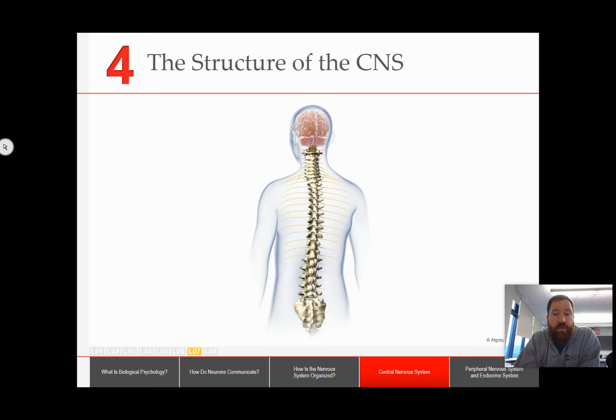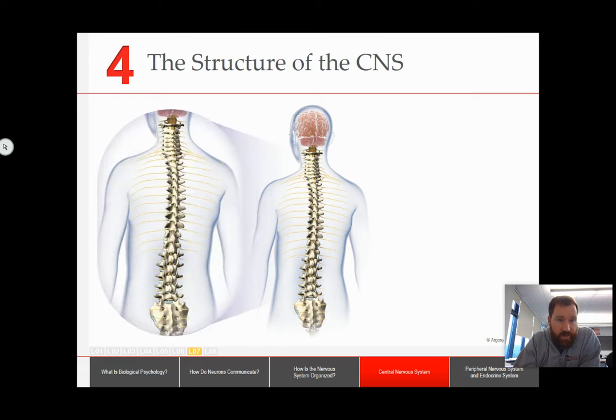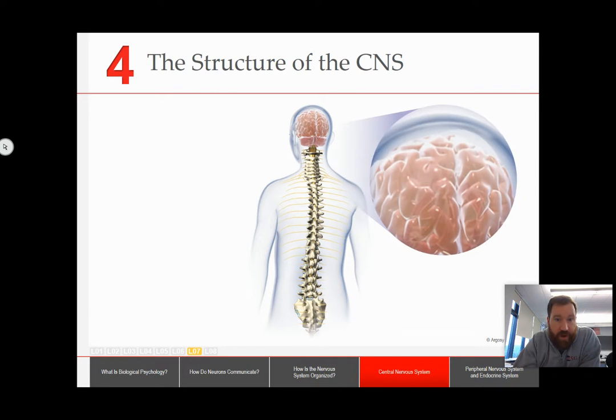Structures that are more posterior, or towards the bottom of the central nervous system, at the base of the spine, tend to support simple reflexive behaviors and also the basic functions of life. So the bottom end tends to deal with that. The structures that are more anterior, or toward the front of the central nervous system, tend to support complex cognitive and sensory processes, which would be in the brain.